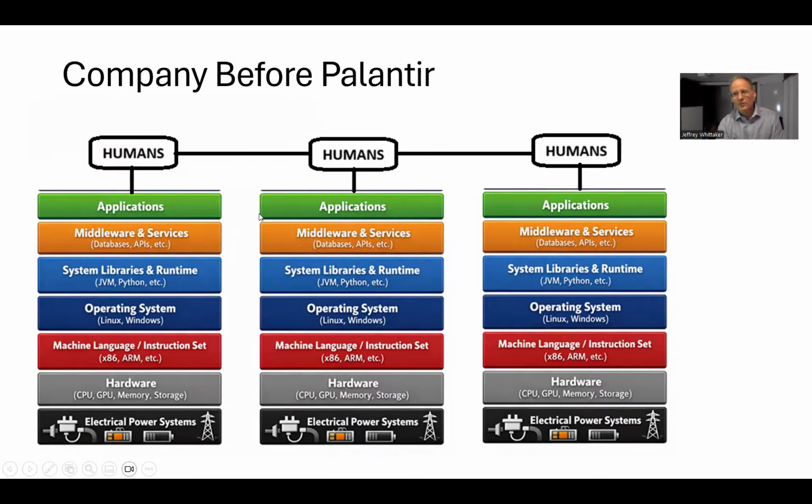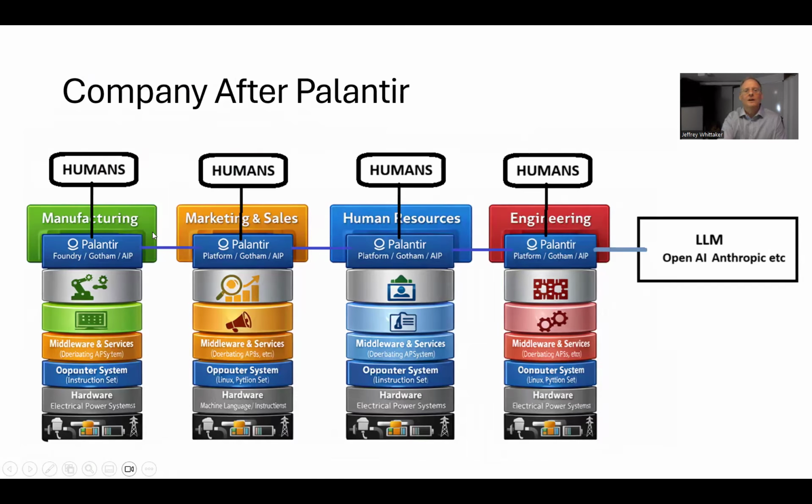Going into the weeds a little bit, I'm not going to go through this graphic in a lot of detail, but before a Palantir system is implemented in a company, you have application programs sitting on top of middleware, and at the very bottom of the computer science stack, hardware and electrical power systems that power the hardware. That entire Microsoft empire was built on this layer of the business, AI computer stack. Think of Word, Excel, PowerPoint, and humans sending emails with attachments to each other in order to run the organization.